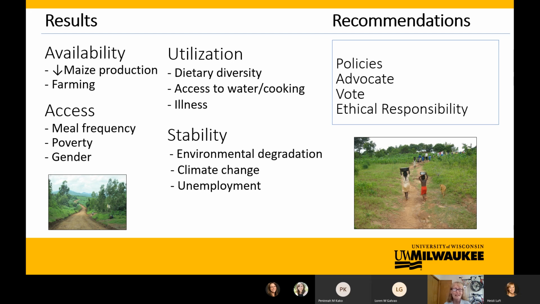High-income countries like the United States contribute the most to climate change, which impacts food security, but low-income countries like Malawi experience the worst consequences. So we can advocate with our elected officials to address climate change, and we can lead by example and reduce our own carbon footprint. And we can vote. Who we elect into office makes decisions on climate change policies and funding for the World Food Program and other relevant agencies, which impacts food security in Malawi.